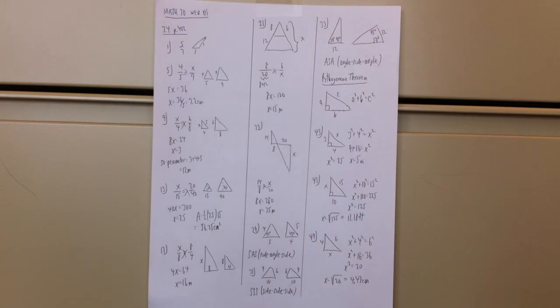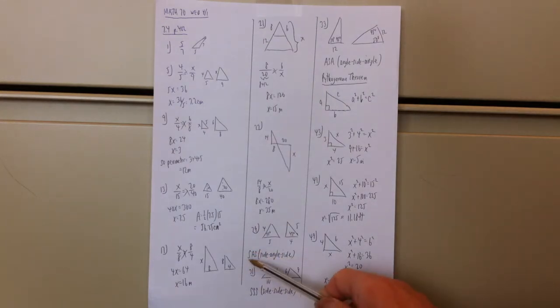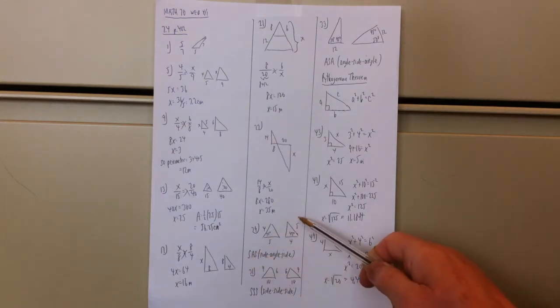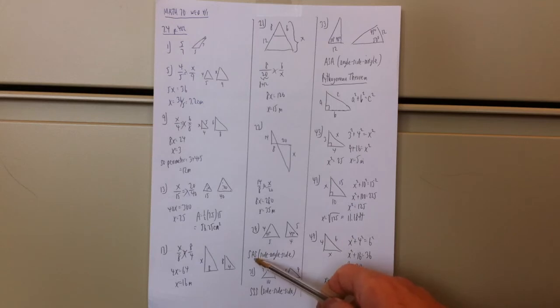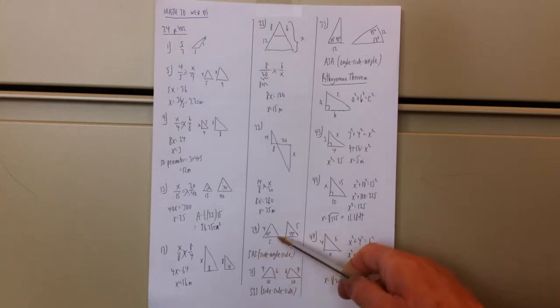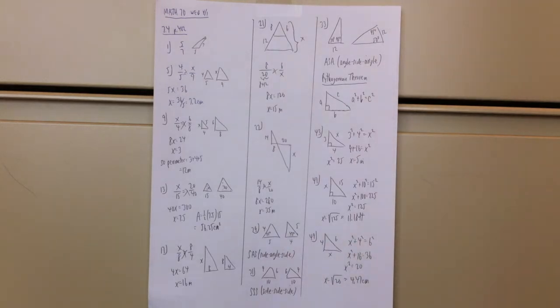The SAS rule says that if you have one side that's congruent to another side of a triangle, the included angle between them is congruent, equal, and then the other side is equal, then you have congruent triangles, triangles that are similar in size and shape. 31 is SSS, side, side, side, 9, 6, 10, 9, 6, 10. The order might be a little bit different, but you basically have 2 congruent triangles because the 3 sides of one triangle match the 3 sides of the other.